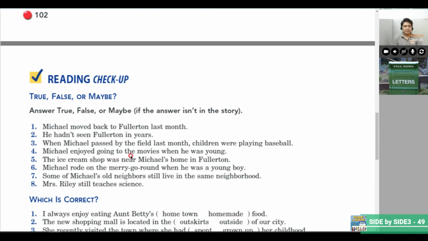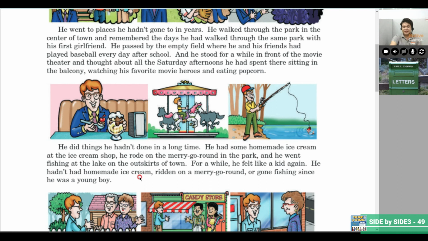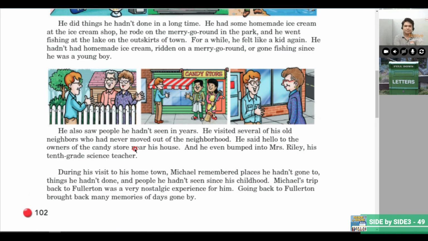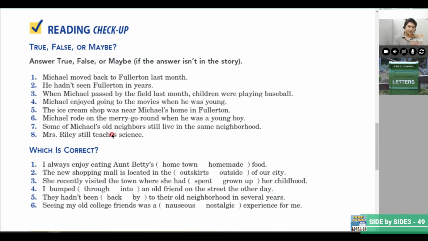Number four, please read. Michael enjoyed going to the movies when he was young. It's true. Number five, the ice cream shop was near Michael's home in Fullerton. It can be false, it can be true, so what is it? Maybe. Yeah, it's not in the story, it's not mentioned where the ice cream shop is.